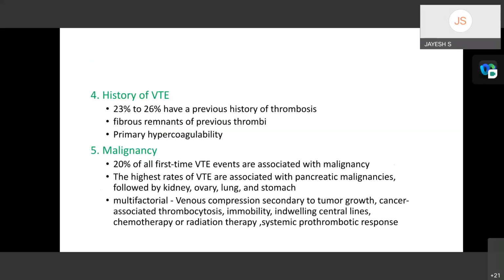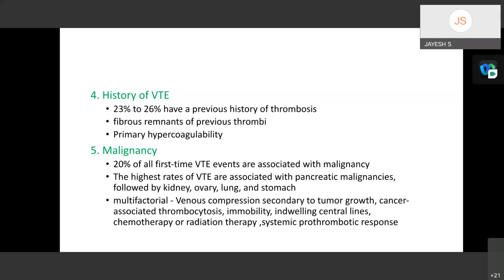And then coming to the history of venous thromboembolism itself. 23 to 26% of patients have a previous history of thrombosis. The fibrous remnants of the previous thrombi can act as a nidus for future thrombosis. And there may be primary hypercoagulability, which may be causing recurrent venous thromboembolism. Then malignancy, 20% of all first-time venous thromboembolic events are associated with malignancy. The highest rates were associated with pancreatic malignancy, followed by kidney, ovary, lung, and stomach cancer.